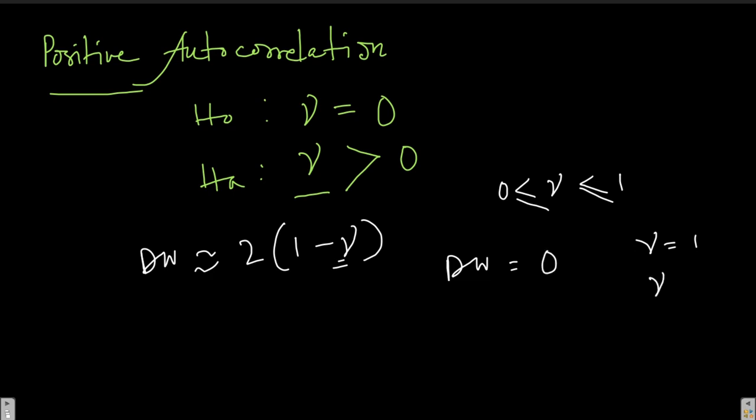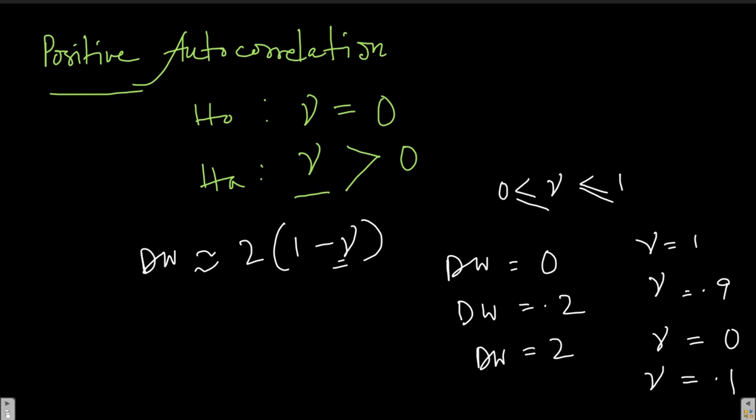Whereas if gamma is, let's say, 0.9, which still signifies a quite strong positive autocorrelation, my DW value is going to be 1 minus 0.9 is 0.1, 2 into 0.1 is 0.2. So that means my DW is going to have a smaller value. Now let's put the gamma value at the extreme opposite. If gamma is equal to 0, then DW is equal to 2. If gamma is, let's say, 0.1, which is very small, then my DW statistic is 2 into 1 minus 0.1, which is 1.8, right? So these are the different values we get.